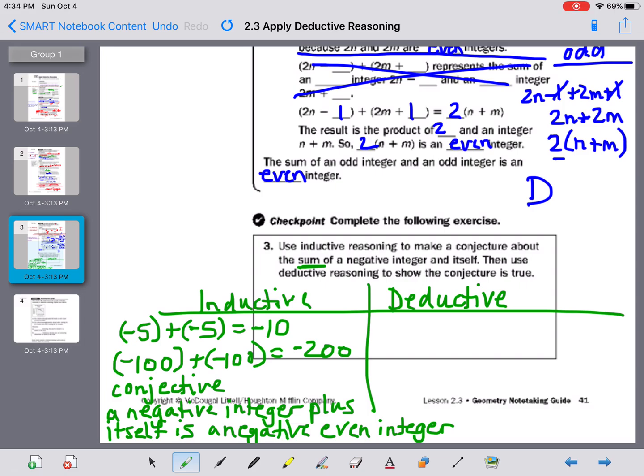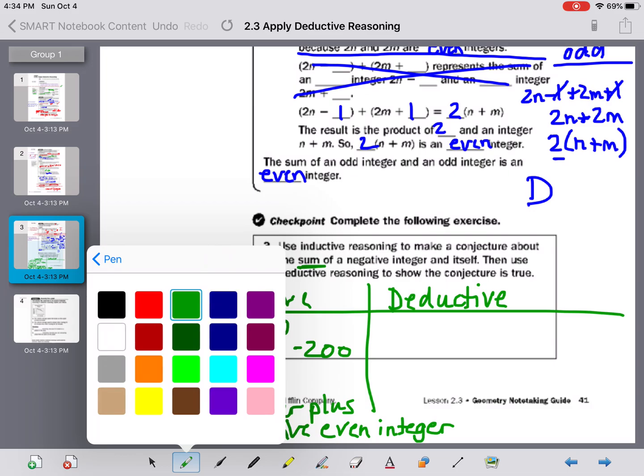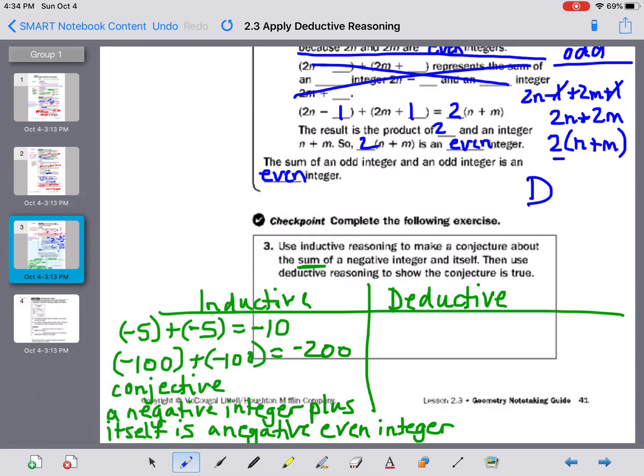So that's what it looks like with an inductive. We find a pattern and we make a conjecture. We make a guess based on our observation.